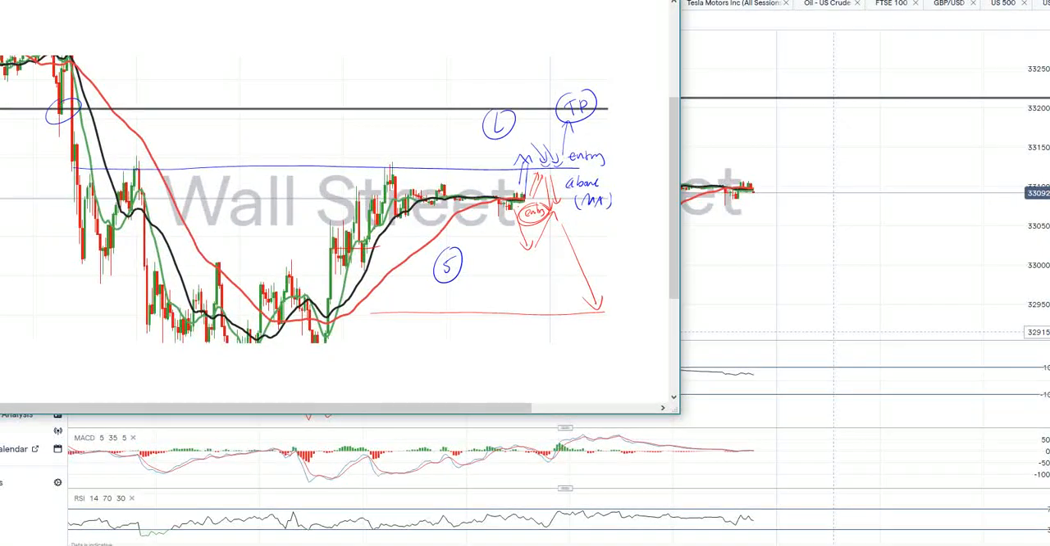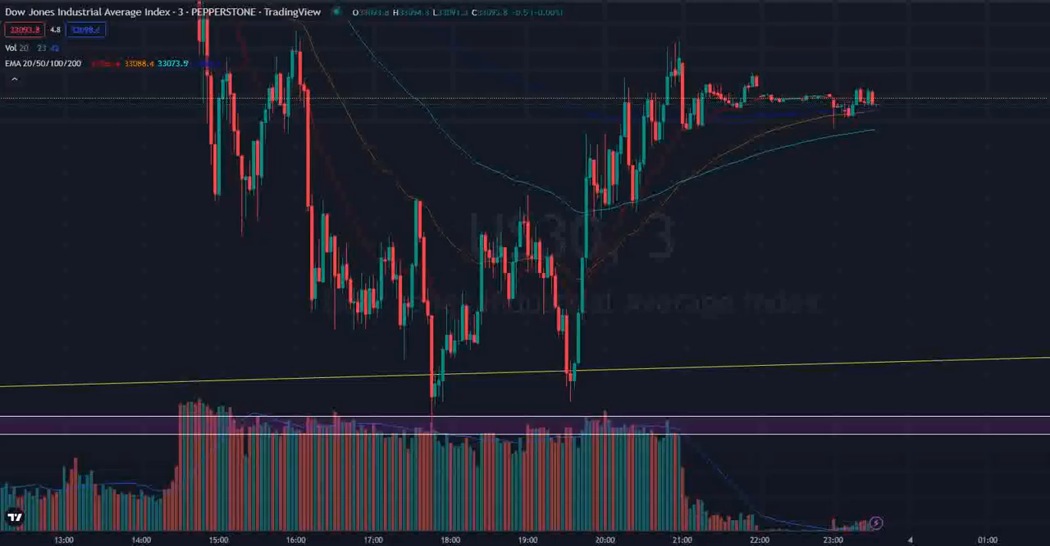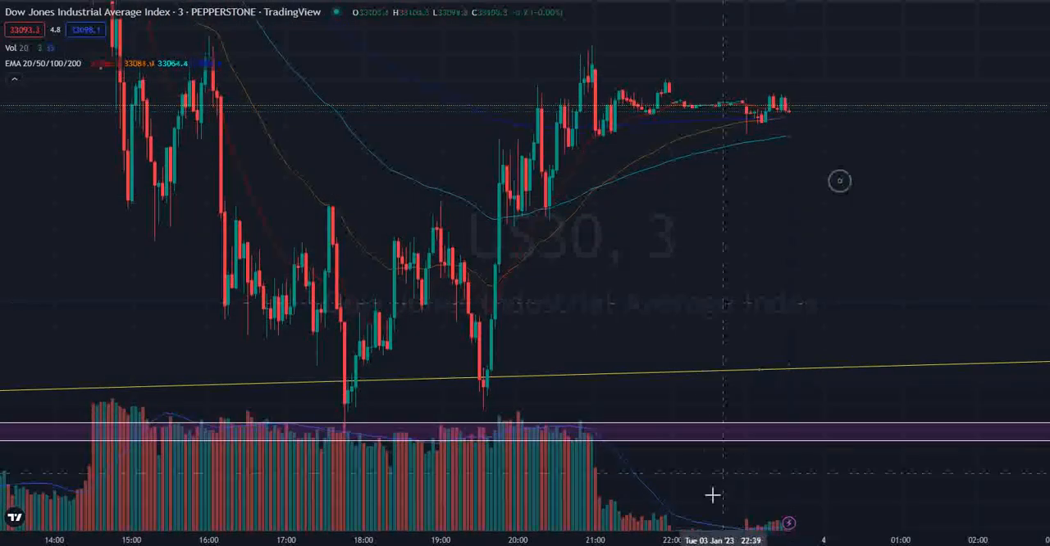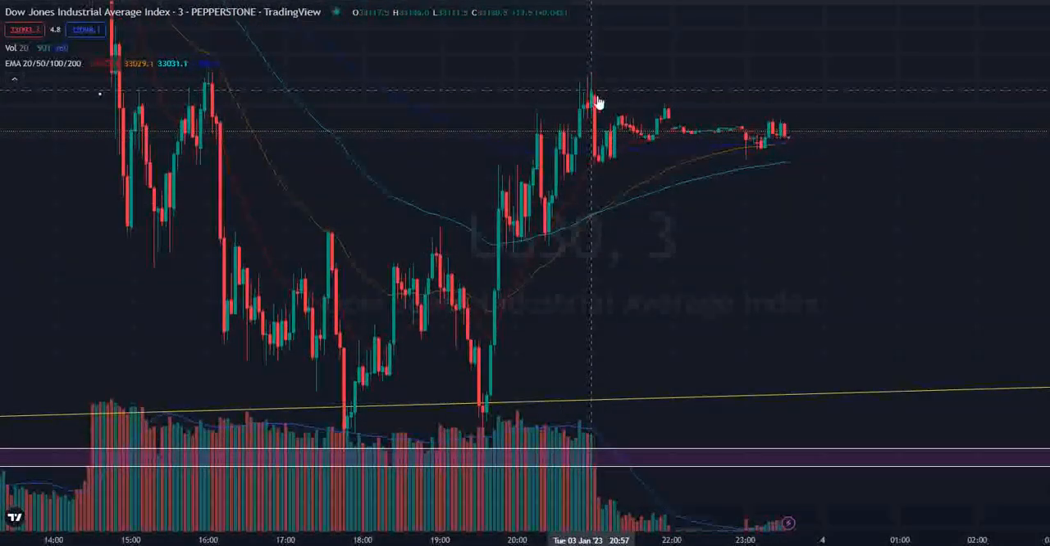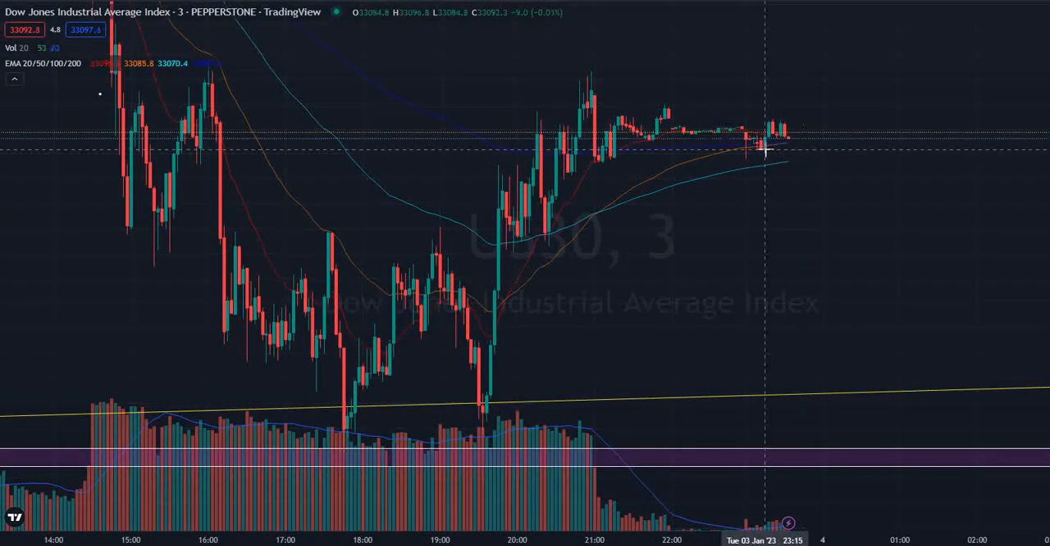So this is what we are currently waiting for. Now let's take a look at which of these will play out. Will it be the short, or will it be the long? That is the thing, because currently there's not much volume going on. Look, very, very small volume. Retail traders are currently pretty much going sideways.